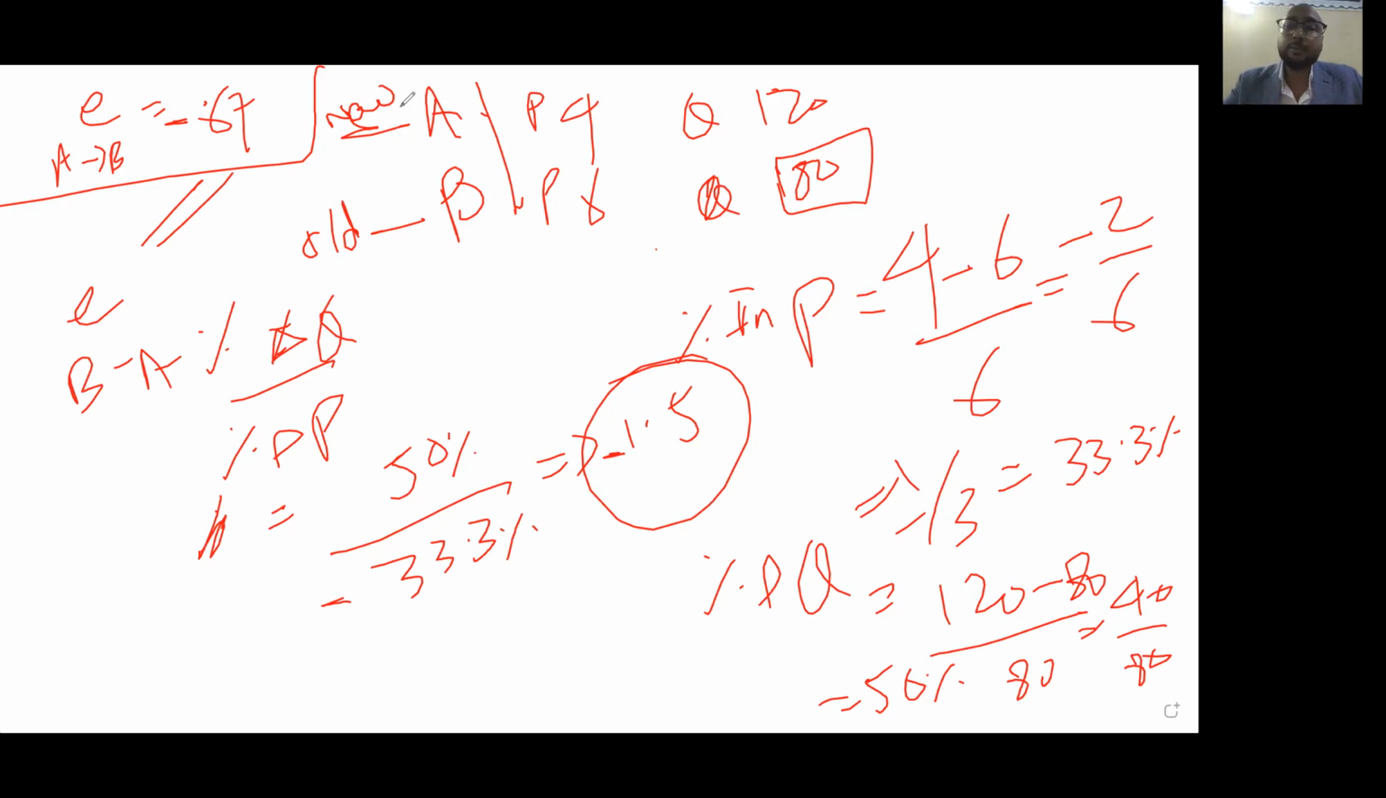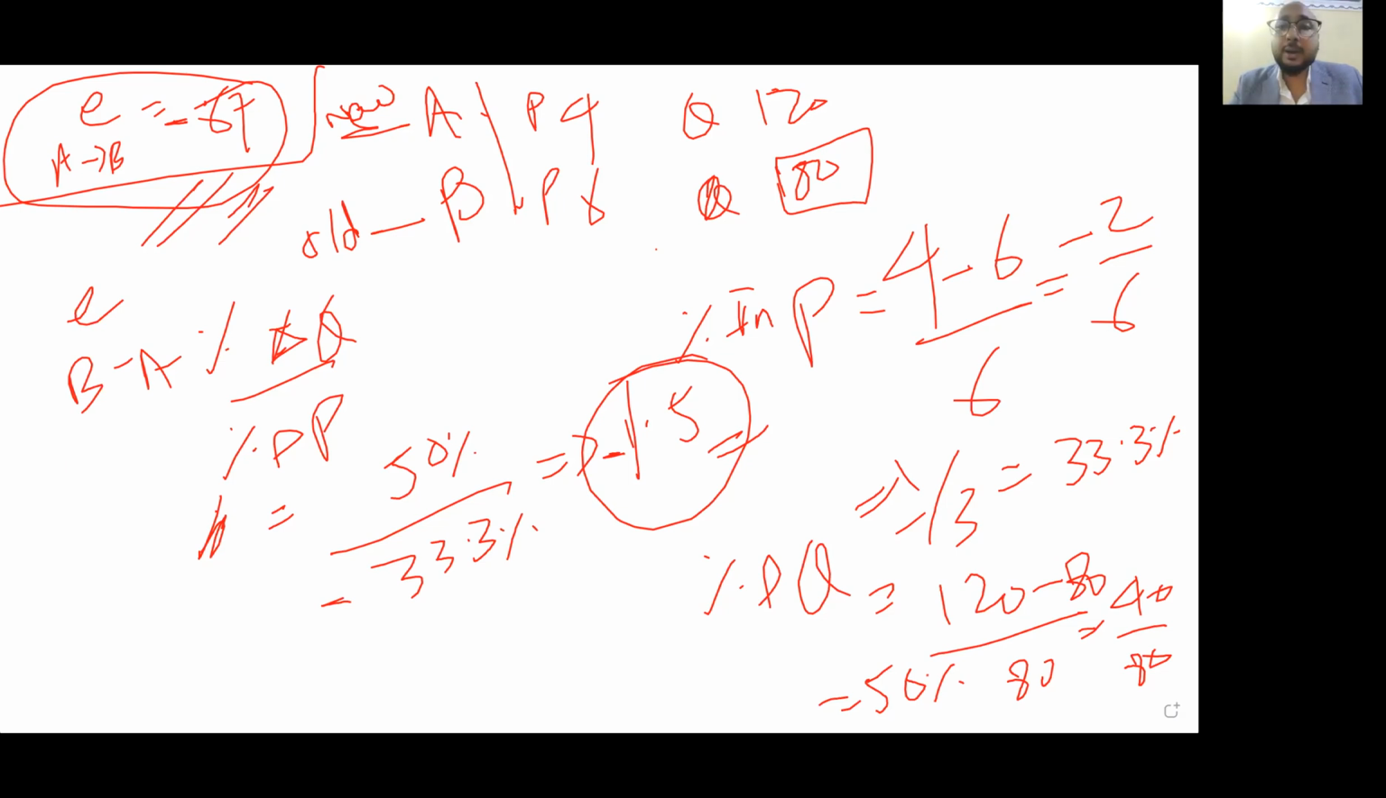Now we are confused, because one method suggests that it is less elastic, less than 1, and one method suggests it is more elastic, greater than 1. If elasticity is greater than 1, it means the product is more elastic. And if less than 1, it means less elastic. So we are confused now. In order to remove this confusion, we use the midpoint method.